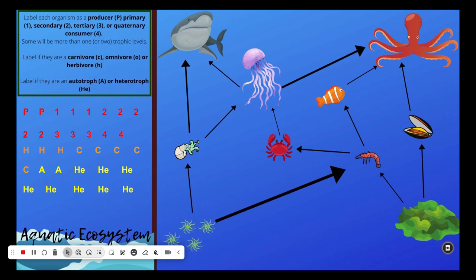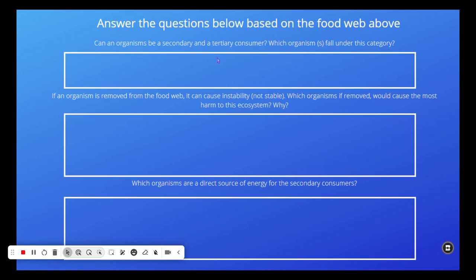Okay. And an autotroph, think of automatically, right? Autotroph means that you are creating your own energy all by yourself. You do not need to consume anything in order to gain that energy. Okay. So that's where those come in. So you're doing the exact same thing here. And then answer the questions above.